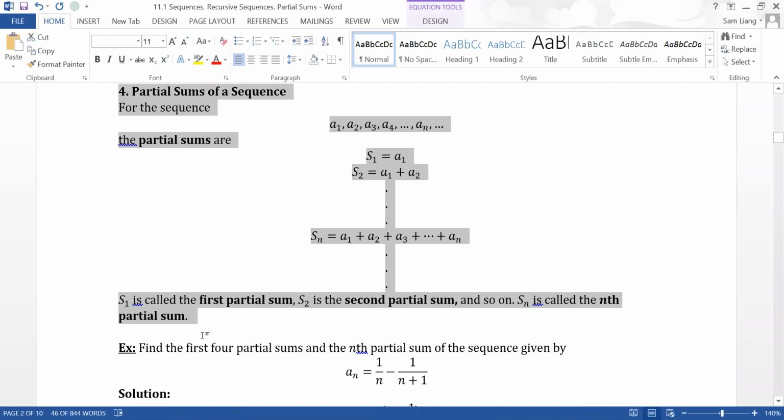So when they ask for the first 4 partial sums, as they do in the next example, we'll know what they mean. S sub 1 is a sub 1, S sub 3 will be the sum of the first three terms, S sub 5 will be the sum of the first five terms.